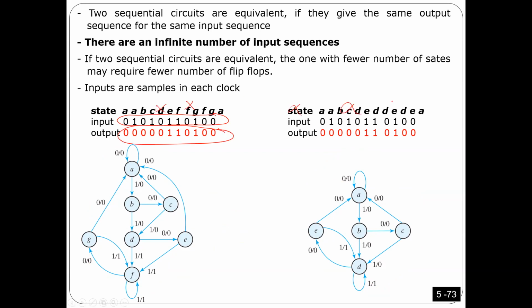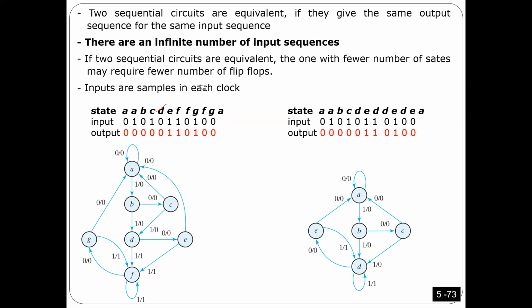You may have different states, because you can see here we have many more states than the states we have here. You got what I'm saying? So for example, here, if you apply this input to this circuit, this is the output I'm going to get. If you apply this input to this circuit, this is the output I'm going to get. If you look at these two outputs, they are the same. But there are several things here.